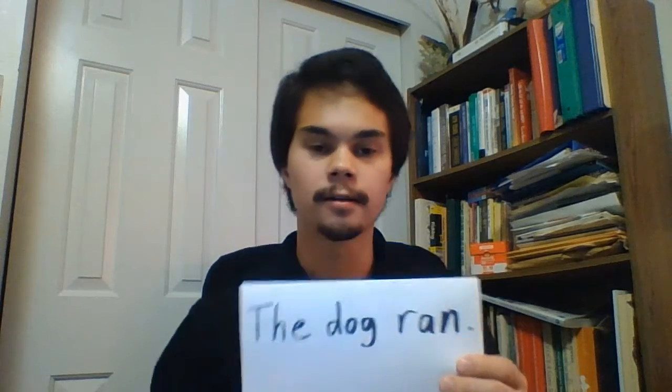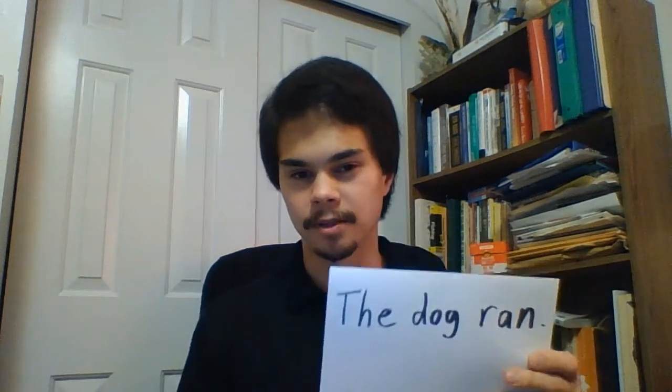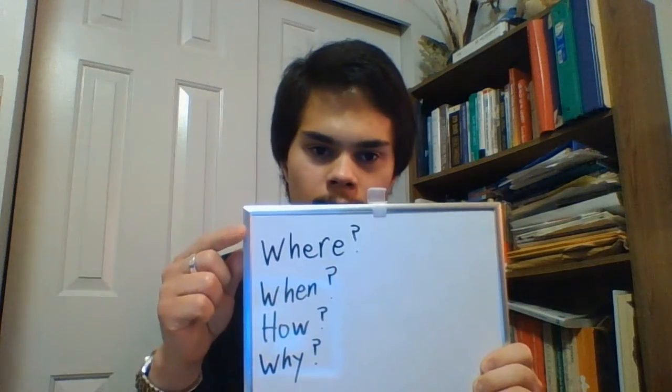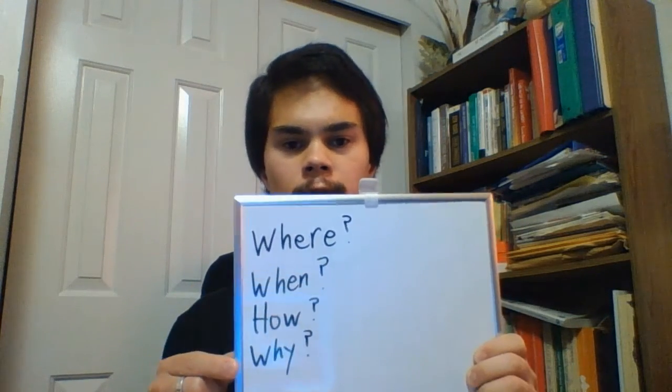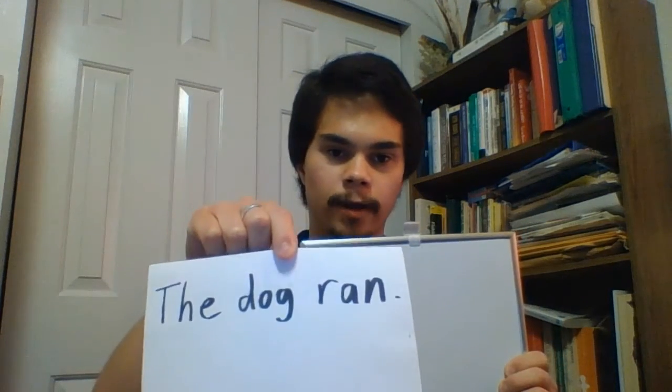So, here's the first sentence we're going to do. The sentence is, the dog ran. Now, that's a very simple sentence. It doesn't have a lot of details. It's not very interesting. So, to help us make it longer, make it more interesting, we're going to ask 4 questions. Where, when, how, and why. So, again, the sentence is, the dog ran.